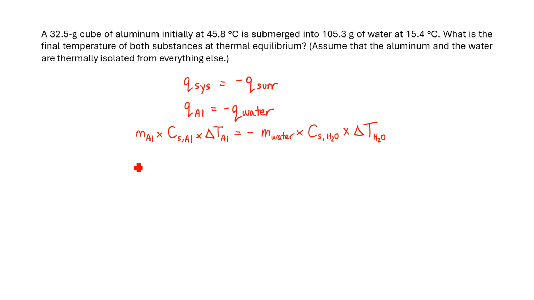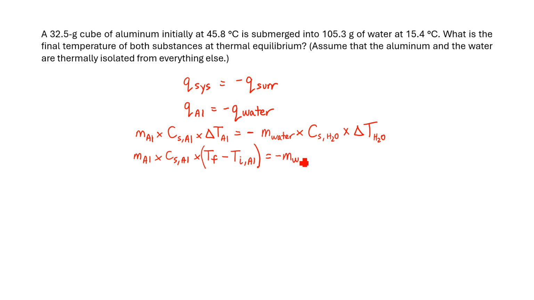So what does that mean? That means I can rewrite this. I can say that the mass of aluminum times specific heat of the aluminum times the final temperature, T final, minus T initial of the aluminum. But the final temperature is going to be the same for both the water and the aluminum. So I'm just going to call that T final.